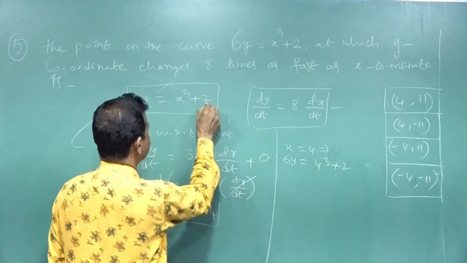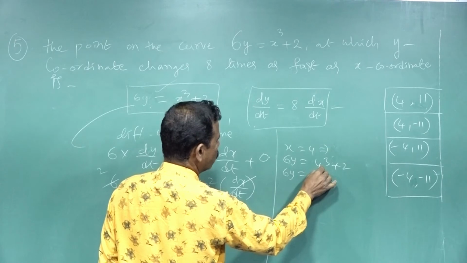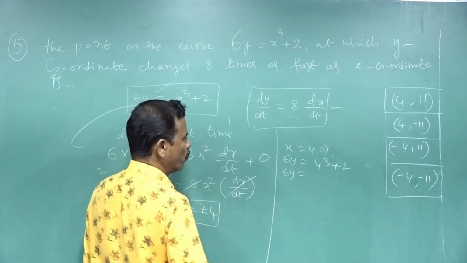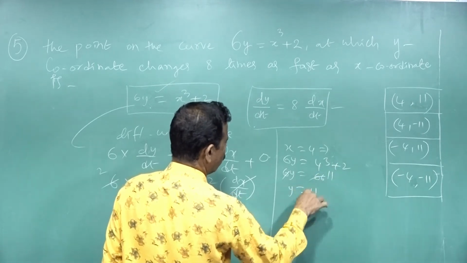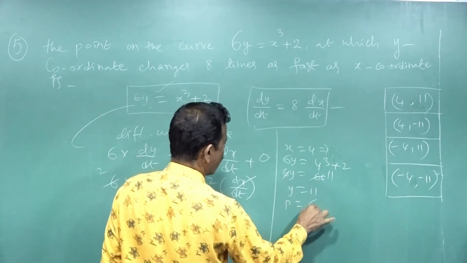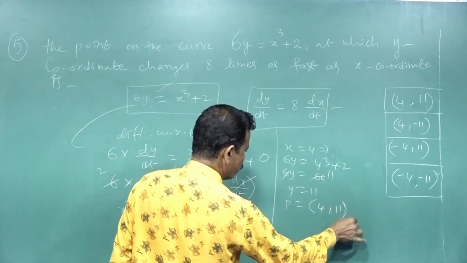This is the 4 cube plus 2, 6y is equal to... So 6y is equal to, this is 64: 4 4s are 16, 16 4s are 64, plus 2 is 66, y is 11. So one point is x is plus 4, another is 11: 4 comma 11.